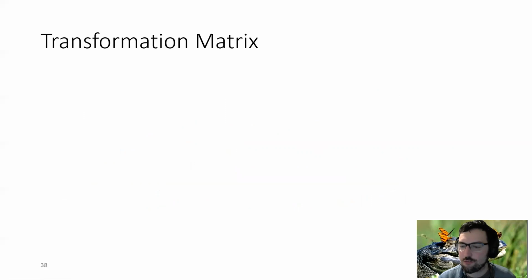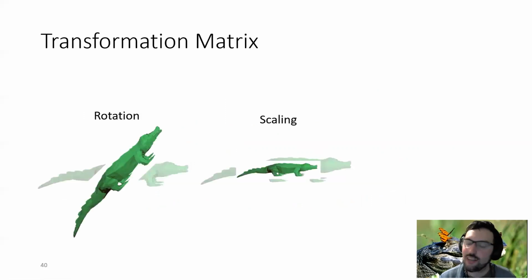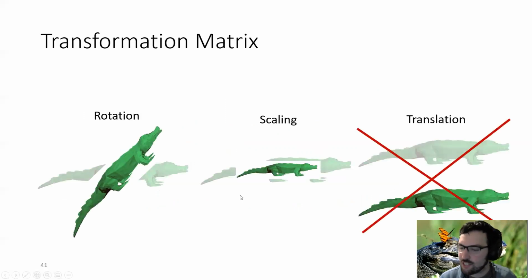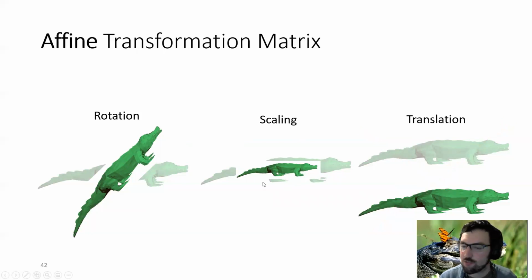Specifically, a regular transformation matrix can handle rotation and scaling just fine, but it can't handle translation, moving up and down, side to side with our model. What we instead need to be using is an affine transformation matrix. This is very similar to a transformation matrix, but it can also handle translation. So why didn't I just use that in the first place? Well, it turns out it's a little bit more complicated than that.